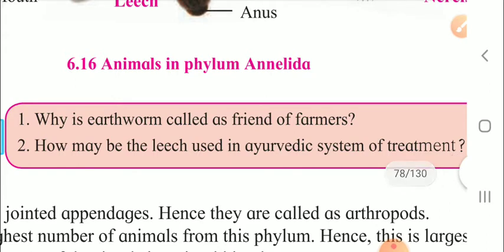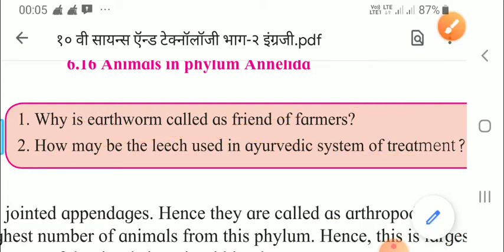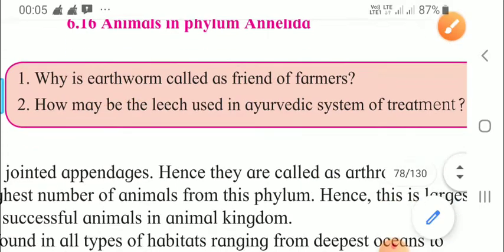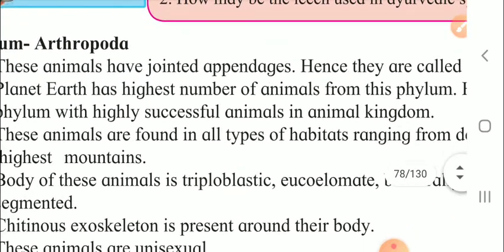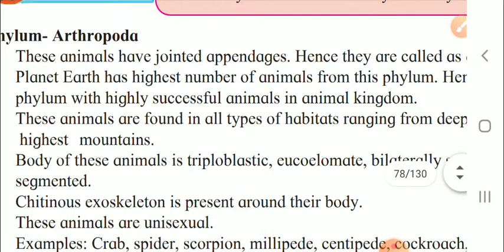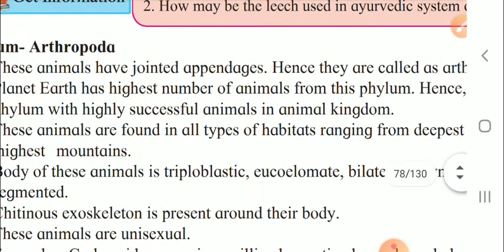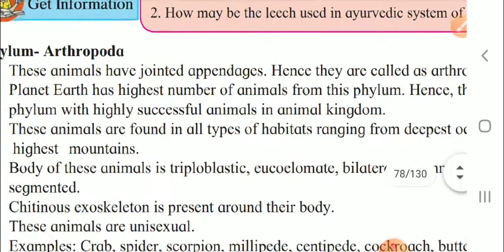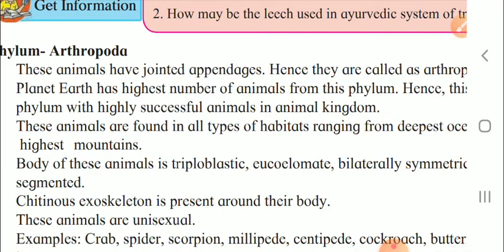Now this part you can see, children, it is cancelled for you. Now next is the phylum Arthropoda.